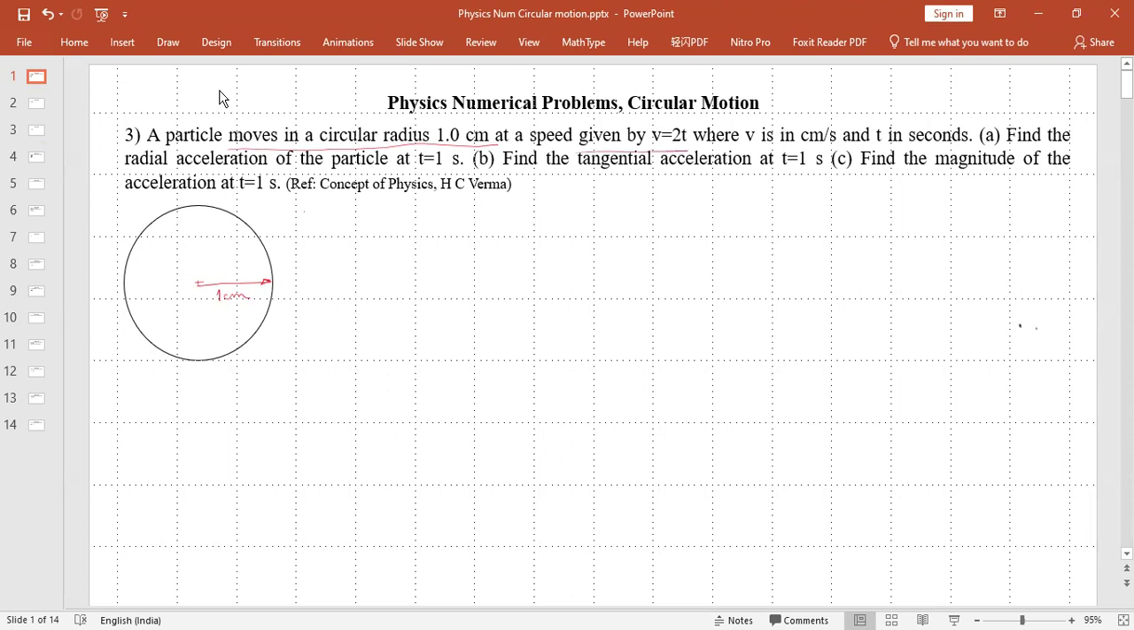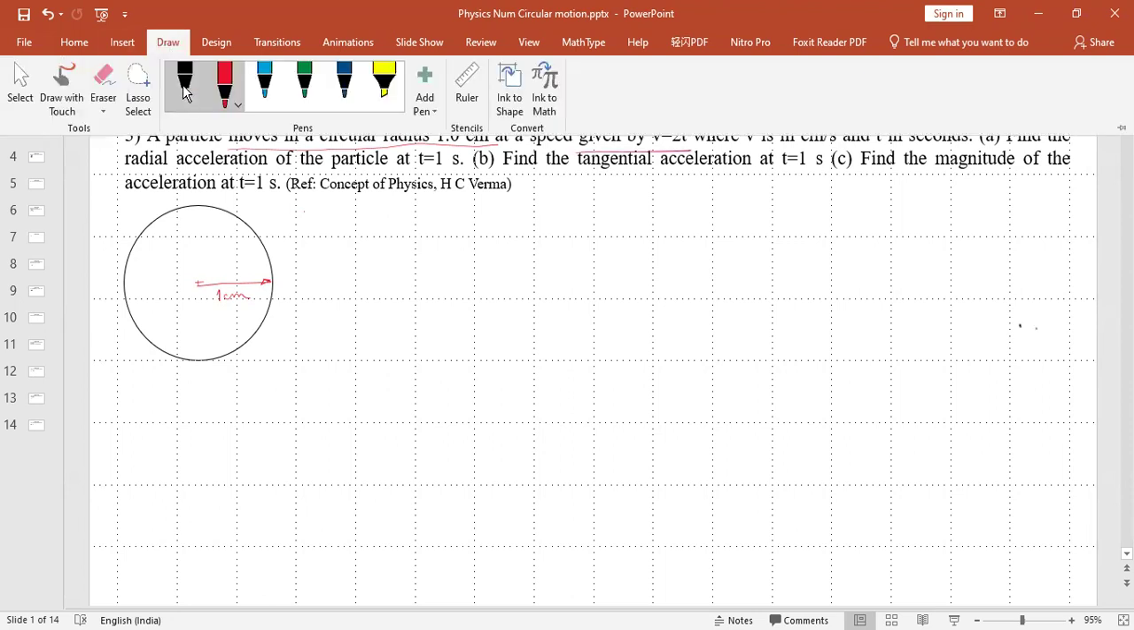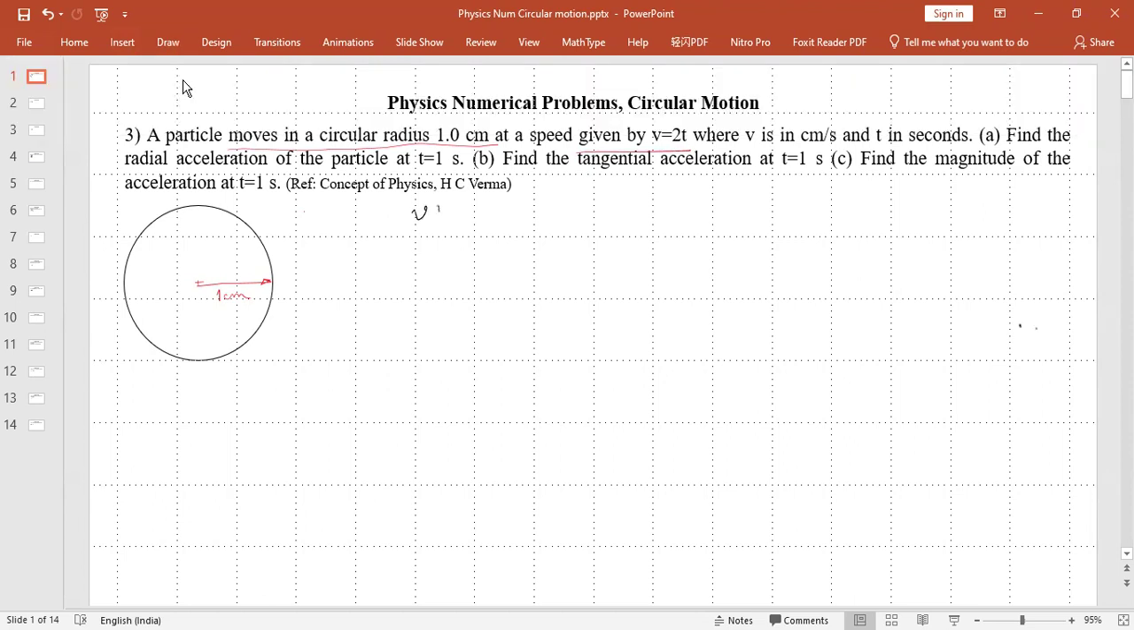And speed given by v equal to 2t. That was the catch of this problem. It says that instantaneous velocity v, which is a function of t, is equal to 2t. That means velocity is not constant. That means it is not a problem of uniform velocity. The velocity is proportional to time, 2t, where v is in centimeter per second and t is in seconds. Find the radial acceleration of the particle at t equal to 1 second.